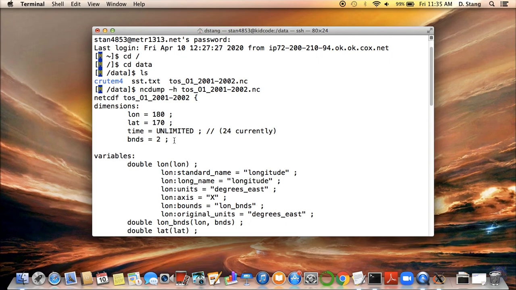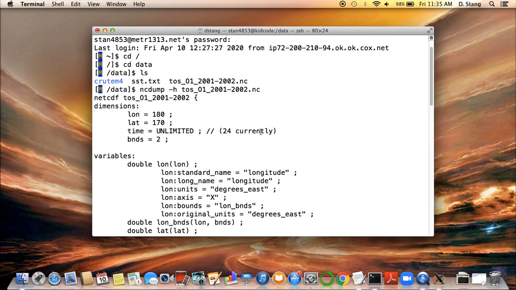This right here basically explains what the dimensionality of our data set is. In this current data set, there are 180 grid points along the longitude, so there are 180 values of longitude. There are 170 values of latitude. And in this case, we have 24 entries of time. You can think of this as a 24 by 170 by 180 data set. So you have 24 possible time values, 170 possible latitude values, and 180 possible longitude values, which if you do all the math, that's a lot of data. There's no question about that.